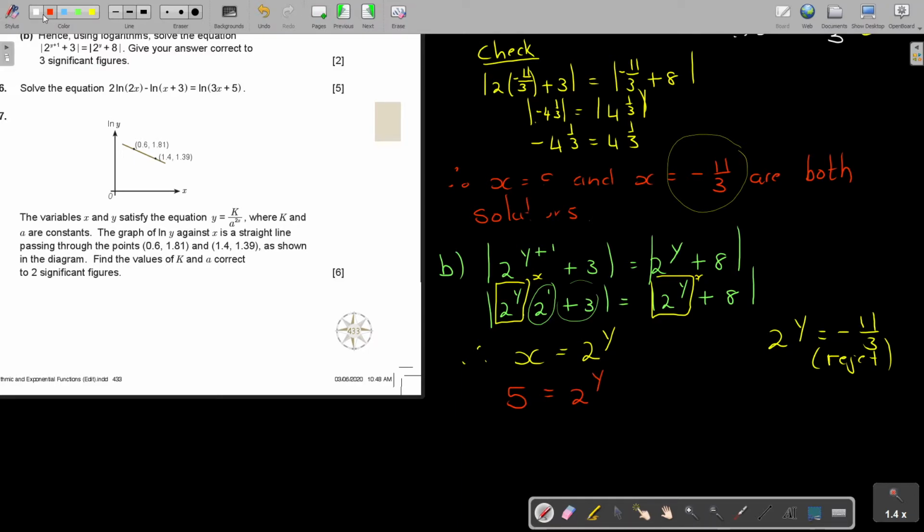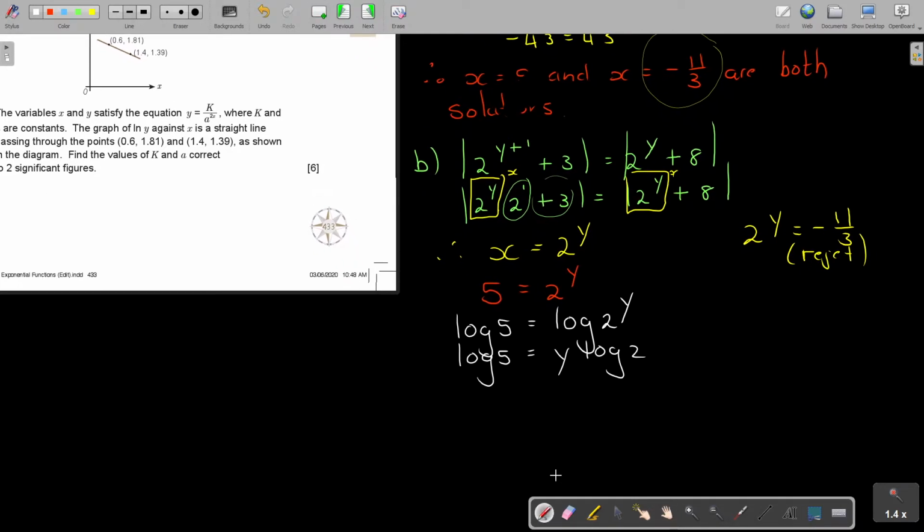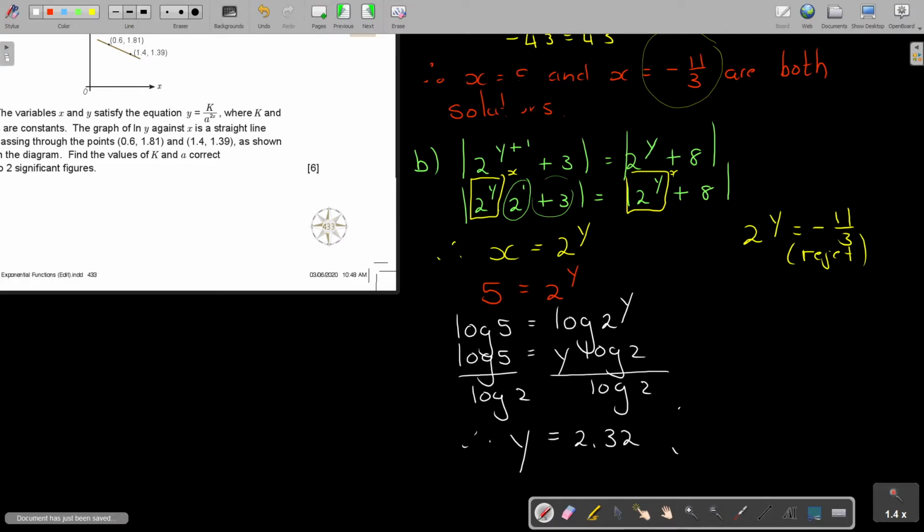And now I'm taking my logs on both sides. So log 5 equals log 2 to the power of y. So log 5 equals y log 2. Then I'm going to divide by log 2. So therefore, I'm going to get log 5 divided by log 2. So therefore, y is equal to 2.32, correct to 3 significant figures.